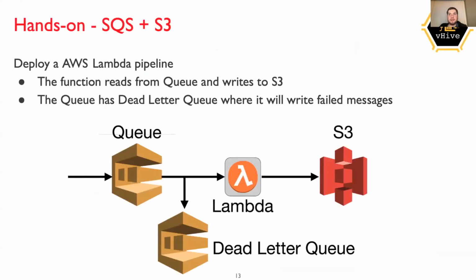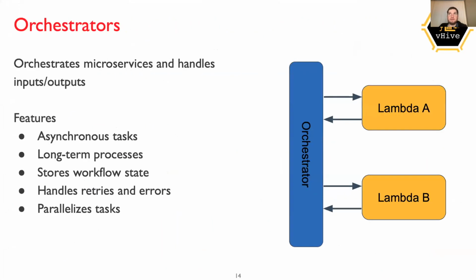Okay, now let's go next. And finally, there is a third type of connectors called orchestrators. Orchestrators basically handle inputs, outputs, and they keep state within themselves and call different services. For example, in this case, it would first call Lambda A, get the response, and then would use it to call Lambda B. And it's best for working with asynchronous tasks.